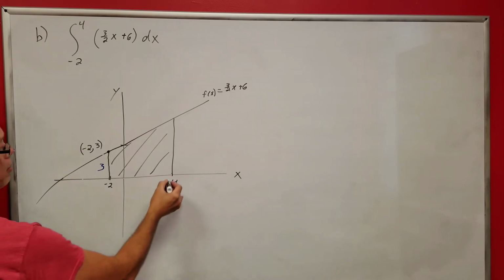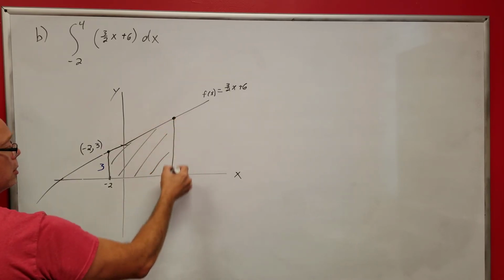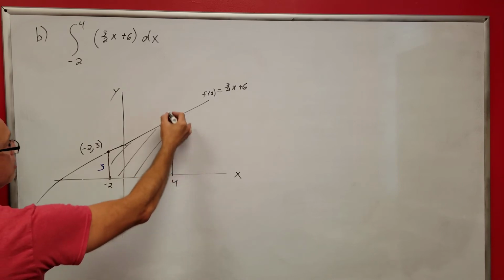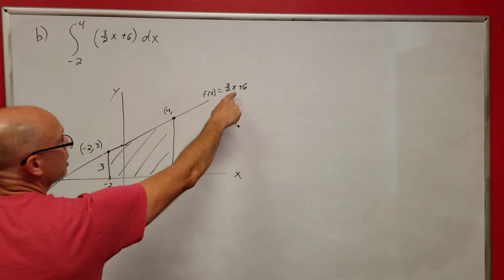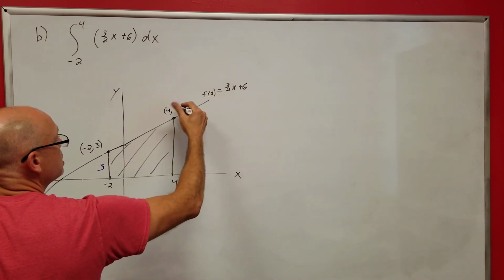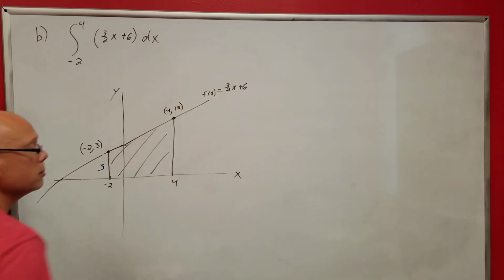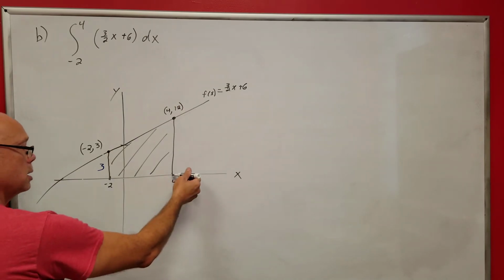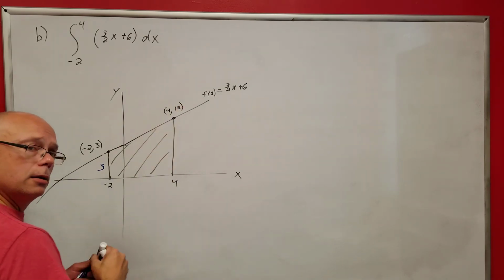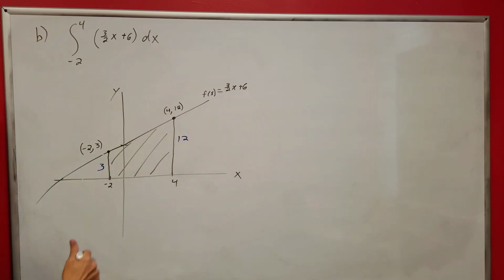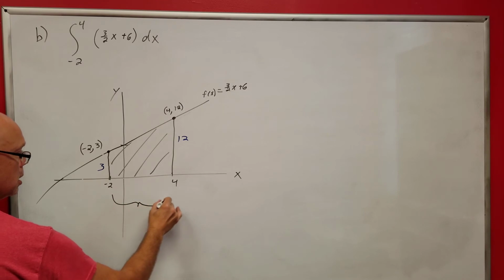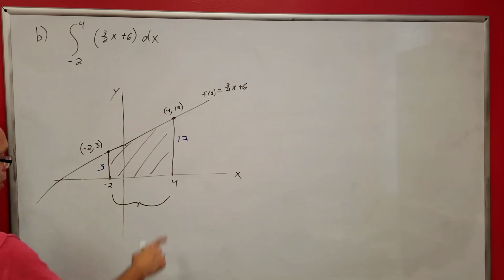All right, what is my base length right here? Well, I know at this point right here, my x value is 4. What is my f of x value? What if I plug in 4 here? I'll get what, 6 plus 6 or what? 12? So what's the length from here to here? That would be 12, right? Now, what is this height of my trapezoid there? 4 minus negative 2, or 6, right?